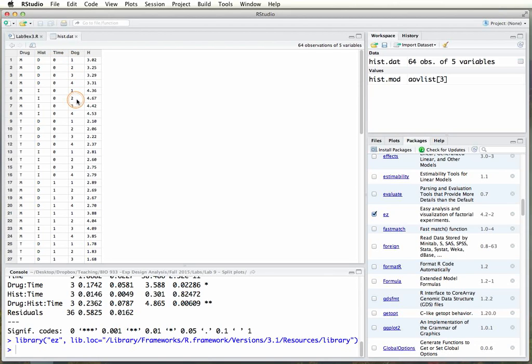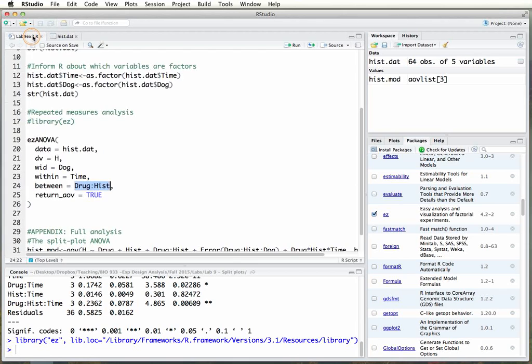If you go down the data set, here's that dog again on row 17. MD was the combination of the main plot level. It's still dog 1, and this was time measurement 1. So that 3.02 here and the 2.89, those are the repeated measures on that particular experimental unit. So that's the syntax for the easy ANOVA. You fill in everything and let's run it.